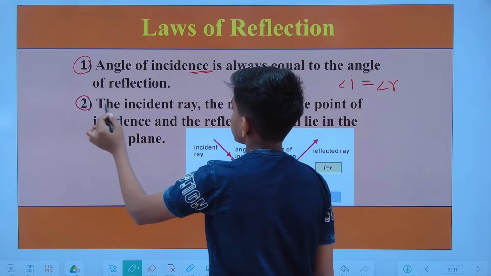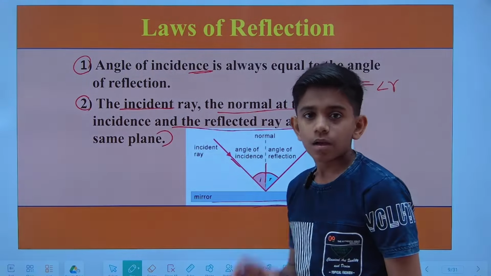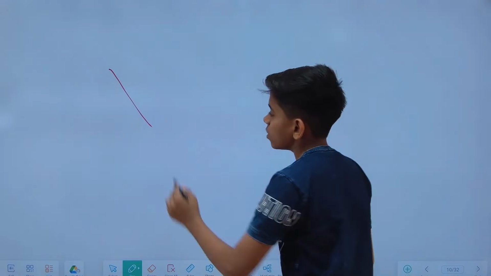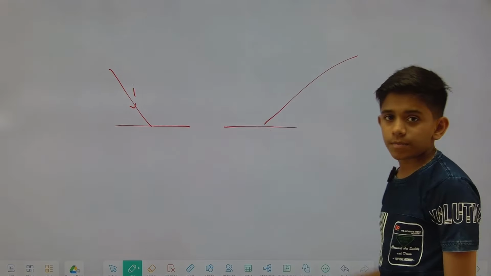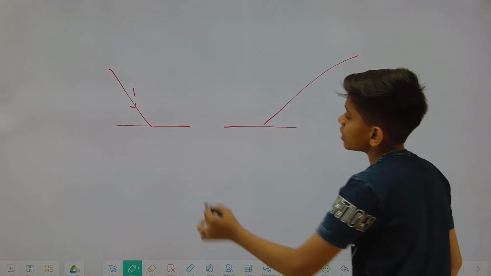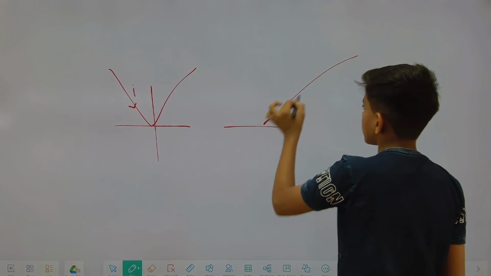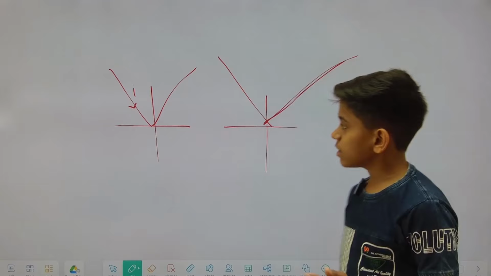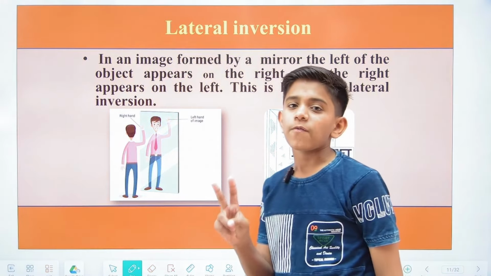The next law is that the incident ray, the normal, the point of incidence and the reflected ray all lie on the same plane. Can you see them on another plane? No, because suppose the incident ray is falling on this plane. Will the reflection be on this surface or this plane? No, because the incident ray is falling here, so the reflection will be like this, and we will draw the normal here. So it says nothing but that the incident ray, reflected ray and the normal lie on the same plane. These were the two laws of reflection.